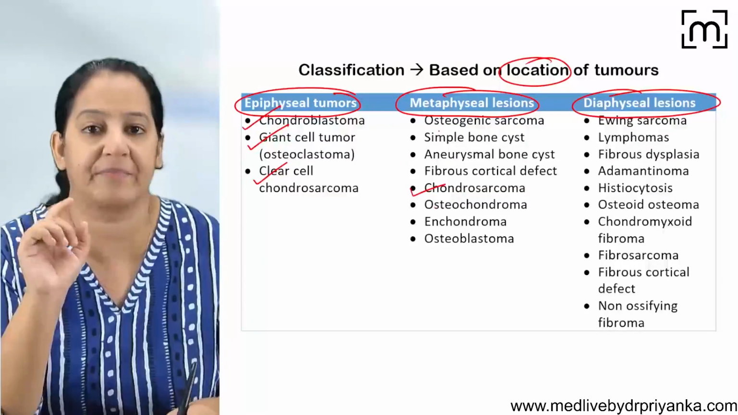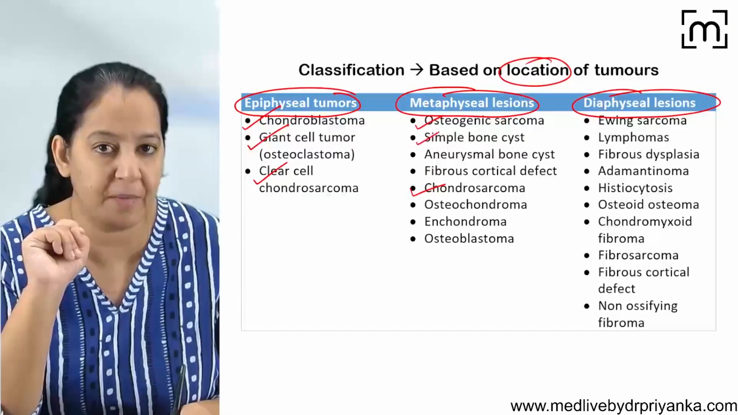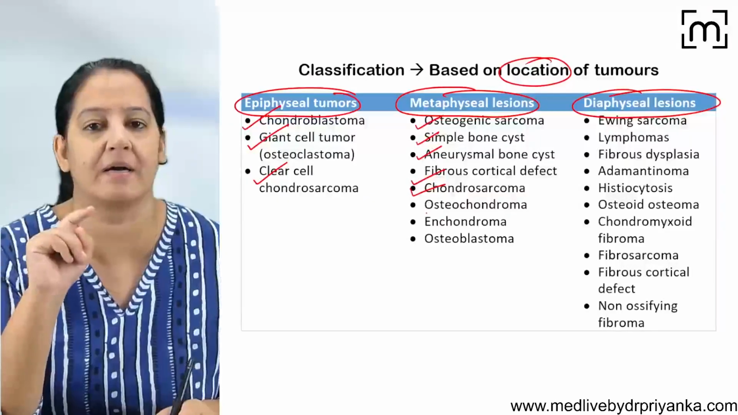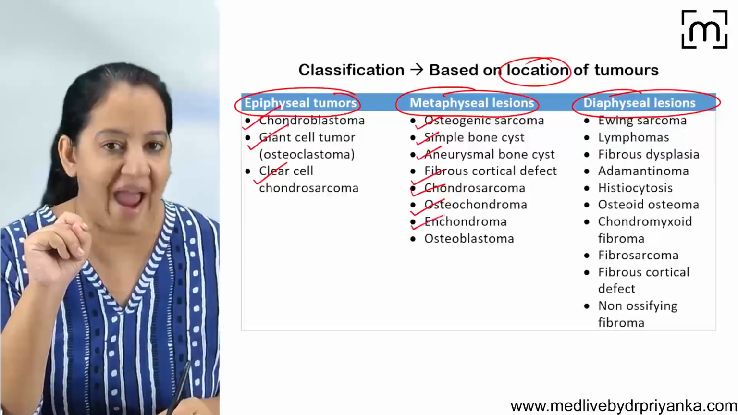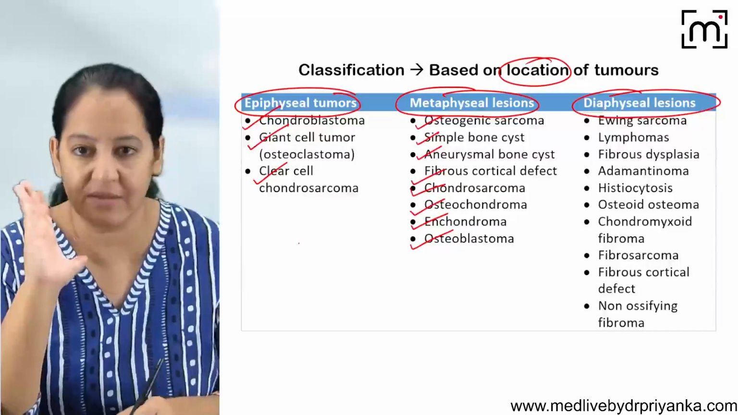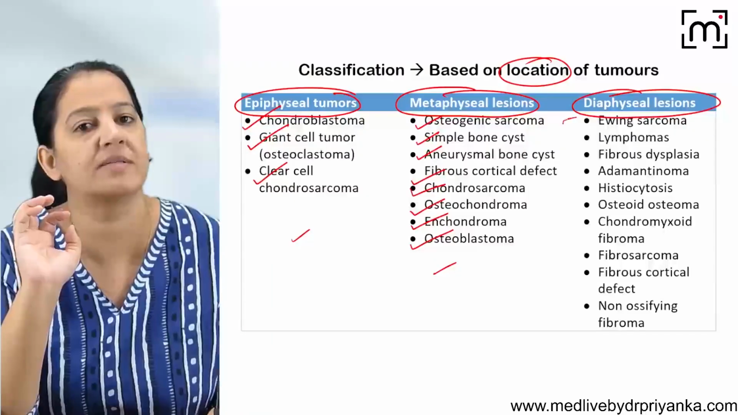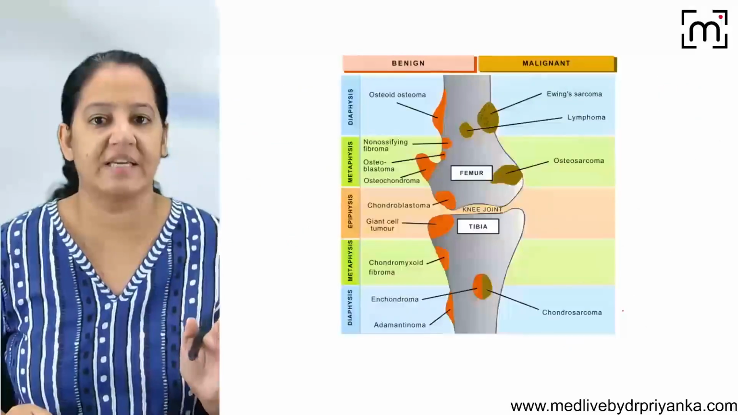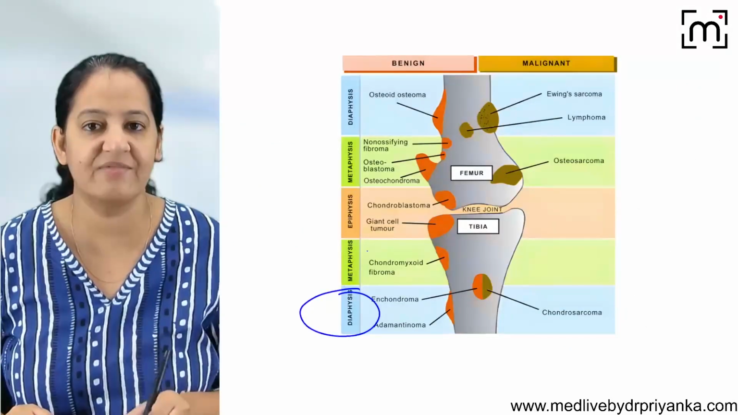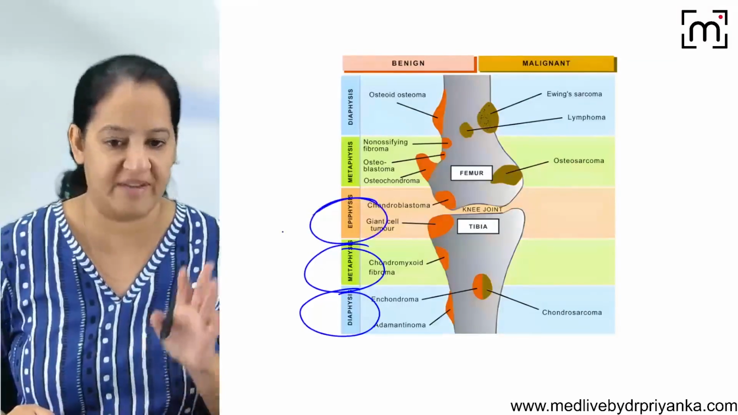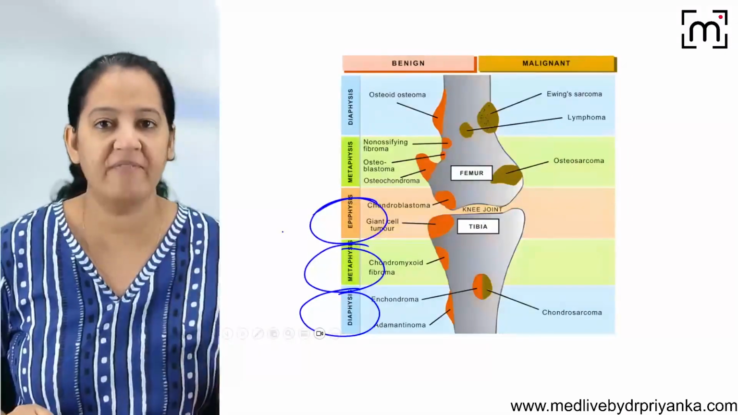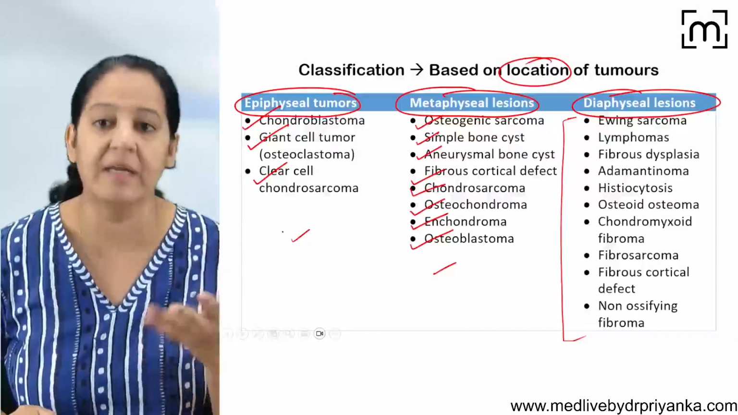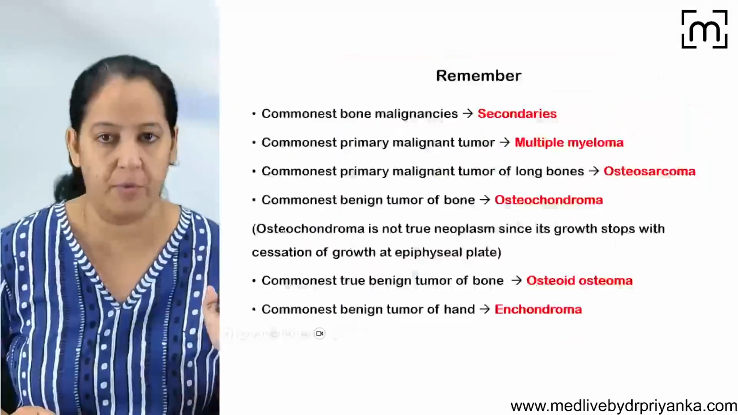Now the metaphyseal tumors are osteogenic sarcoma, simple bone cyst, aneurysmal bone cyst, fibrous cortical defect, chondrosarcoma except clear cell chondrosarcoma, osteochondroma, chondroma, and osteoblastoma. So you have to learn this category; remaining all tumors arise from the diaphysis, you can learn like that. You can see the same here in this diagram, which tumors arise from diaphysis, metaphysis, and epiphysis. One by one, when we see the details of each tumor, we will see this diagram again and see from which portion of the bone that particular tumor arises.